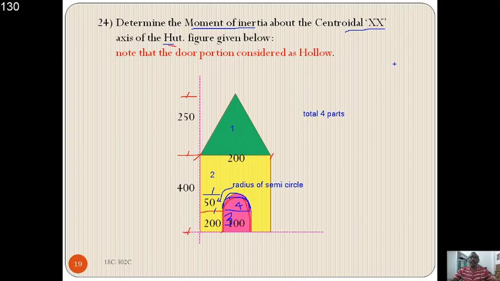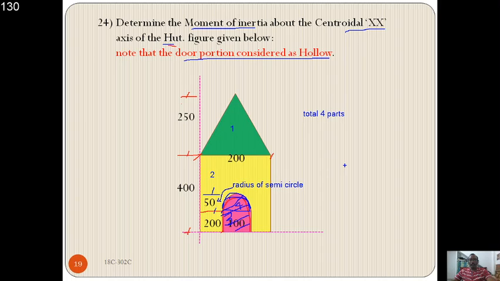In this problem, they asked only for the x-axis. So you need to find the centroidal moment of inertia about the x-axis of the whole figure. The same procedure holds good for the centroidal y-axis also, but in the question they asked only for the centroidal x-axis. They also mentioned that the door portion is considered as hollow. So this portion is totally hollow, so we need to deduct the same for the centroid calculation and for the moment of inertia calculation also.